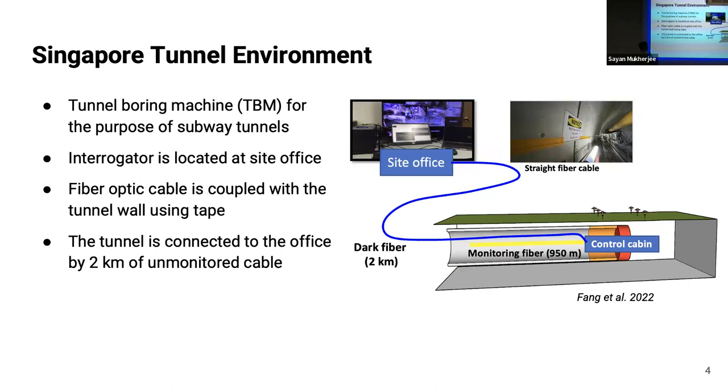We have that exact situation going on over in Singapore. So you have that beautiful giant TVM machine that is creating the subway tunnel, and about 1,000 meters worth of cable and tunnel there, and then it's wired through some unmonitored cable all the way back to the surface to that office monitoring room where the interrogator is located. And then of course the cable has to be coupled to the tunnel walls and tape.